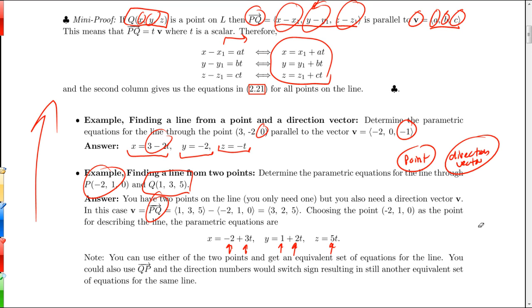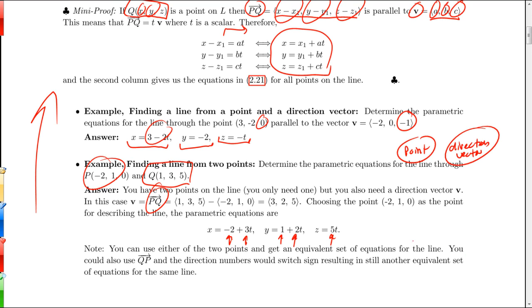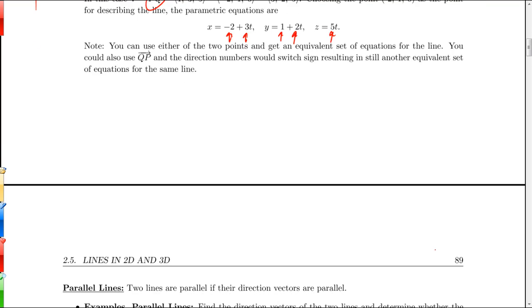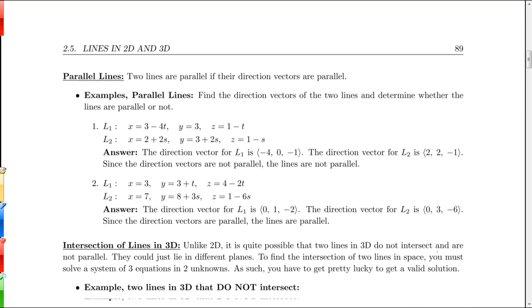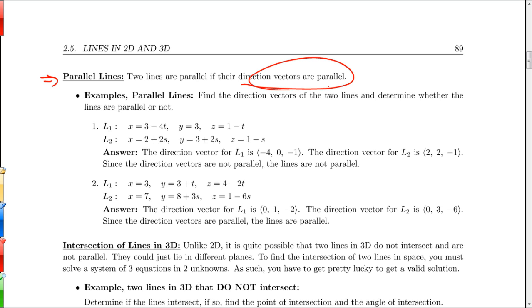Okay, so moving on, we talk about parallel lines in 2D. We're going to talk about parallel lines in 3D. Two lines are parallel if their direction vectors are parallel. That should make sense, because if I'm over here and I have this one line, it has a direction vector like that. For it to be parallel to another line, their two direction vectors have to be parallel.